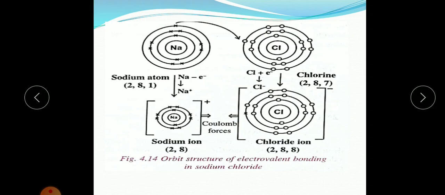Now, we have got positive and negative ions. Because of this, they have a certain force of attraction among them, and they will combine to form sodium chloride. This is how sodium chloride is formed by electrovalent bond.